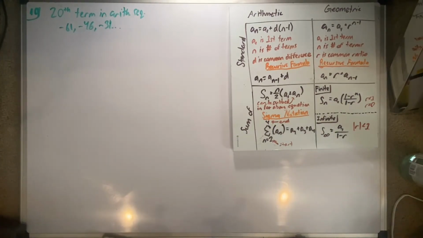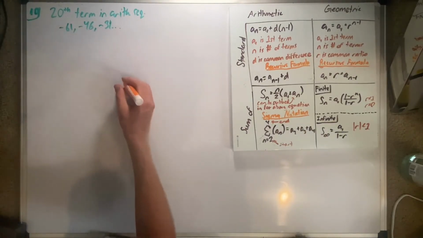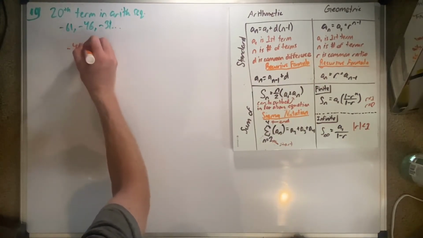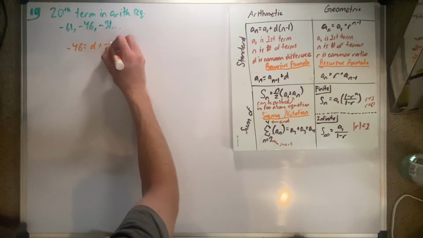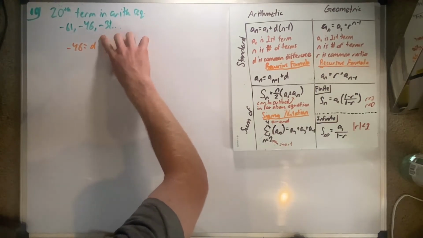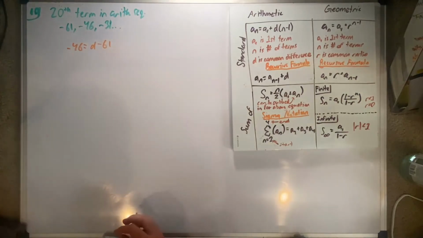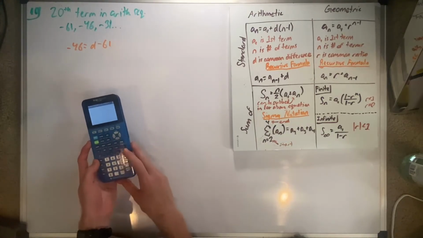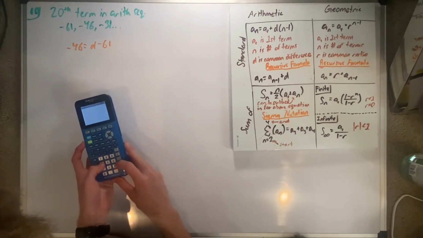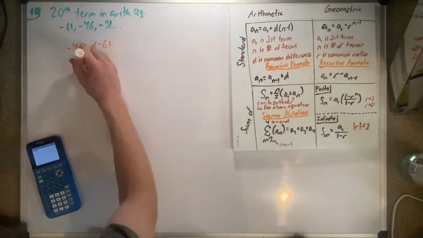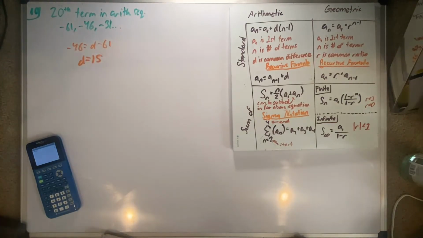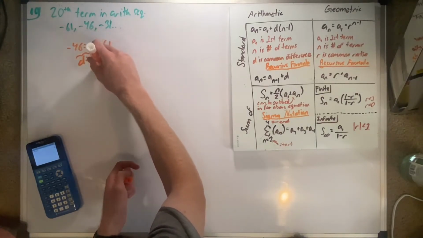So first, arithmetic sequence. So we know that there's going to be a common difference between each of these. We can use the recursive formula here to solve for that. So negative 46 is equal to d plus negative 61. So it would be d minus 61. And then we would add the 61 to both sides. So negative 46 plus 61 is equal to 15. I don't know why I couldn't do that in my head. 15, let's just verify that. If we add it to that, it does equal that number. So that does check out as our common difference.